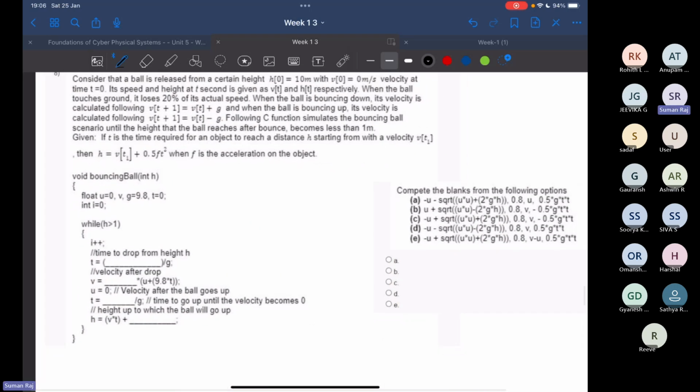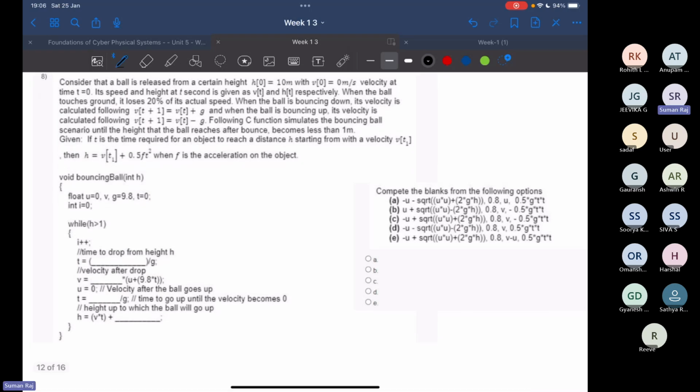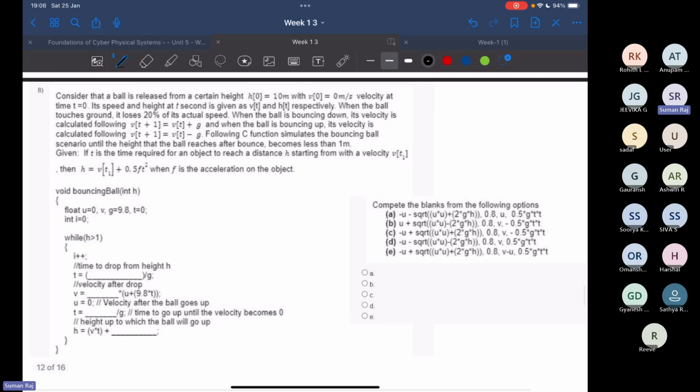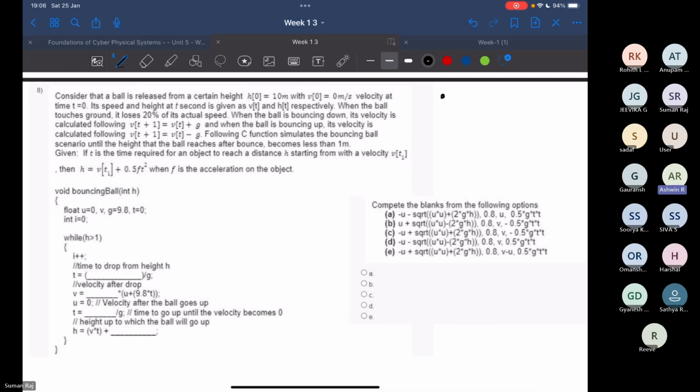Okay, so now there is this physics question. Let's see what this says. You have a ball over here, right? And that is being released from a certain height. So initially your height is basically this 10 meter. Okay, so your h of 0 is equal to 10 meter and your v of 0 is equal to 0 meter per second. All right, so it is released from rest and time is equal to 0. That's what it is written. So your v of t and your h of t is at what time this is your velocity and at what time this is your height.